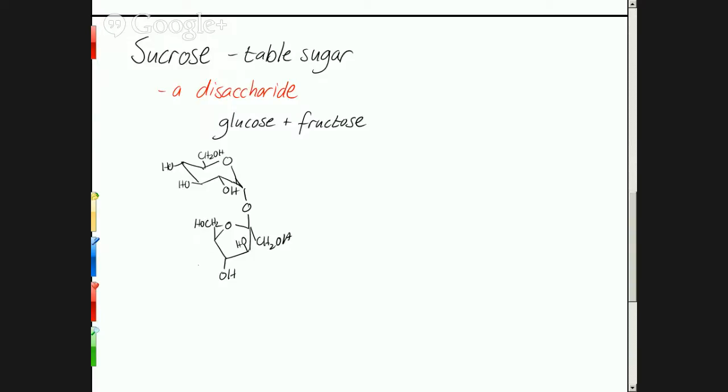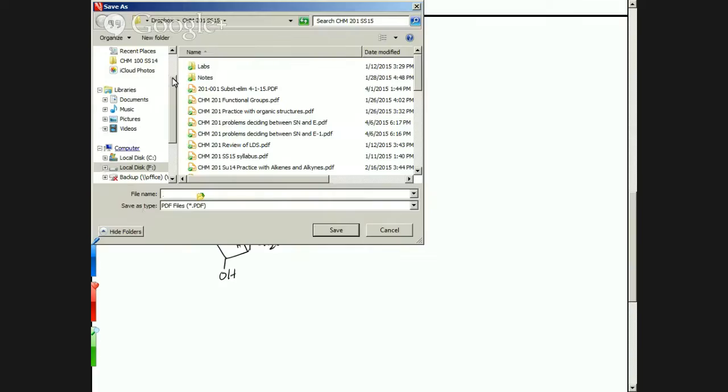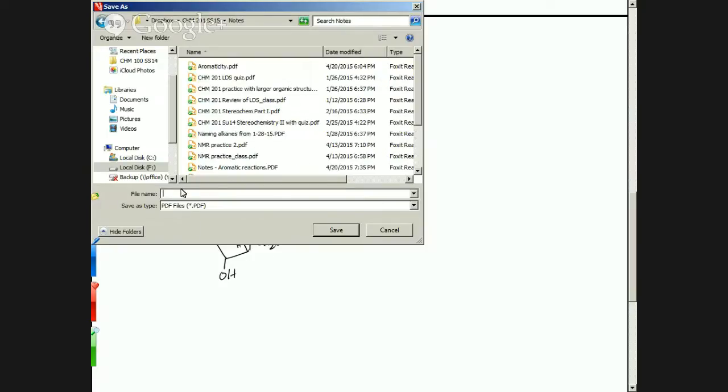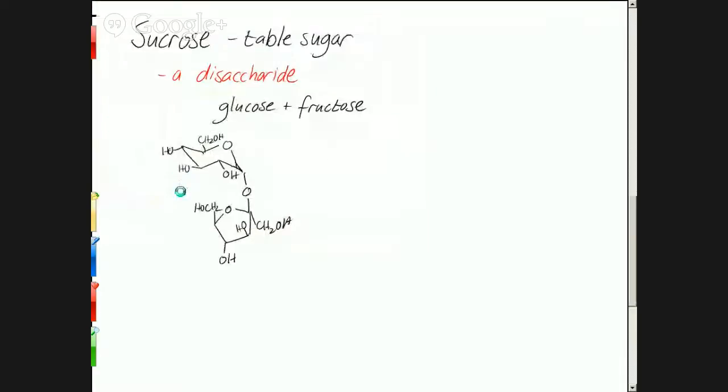Okay. So you don't need to know that structure or anything like that. What? Right now? No, I suppose not. Let me save this though, because I don't think this is actually saved. Okay.